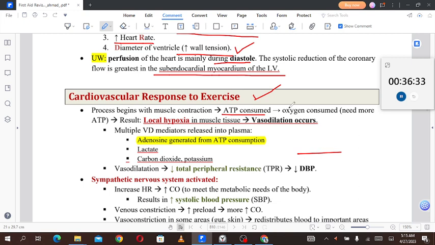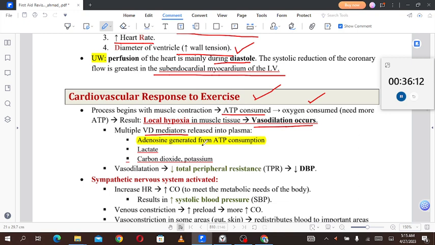I was trying to make a connection between the CVS and the MSK. So ATP is consumed, then oxygen is consumed, and we need more ATP. This results in local hypoxia in the muscle tissue, and vasodilation occurs. Multiple vasodilation mediators are released into the plasma.